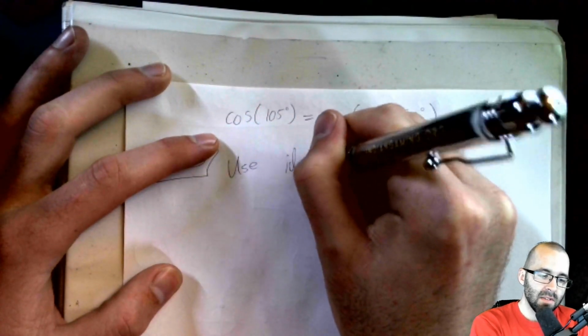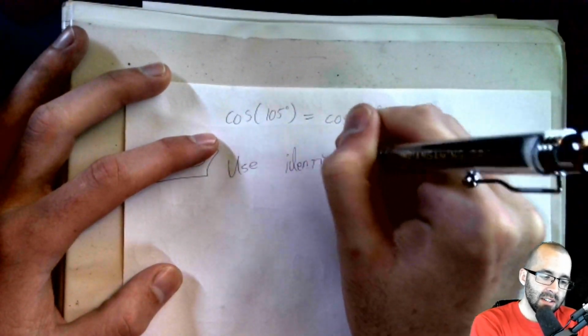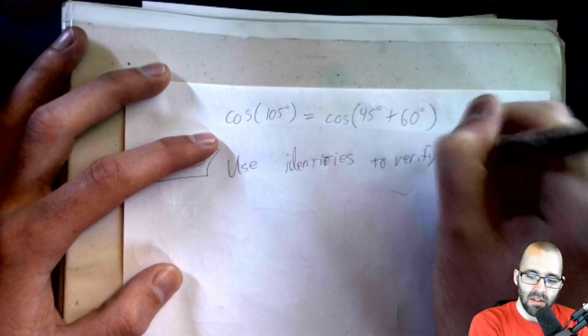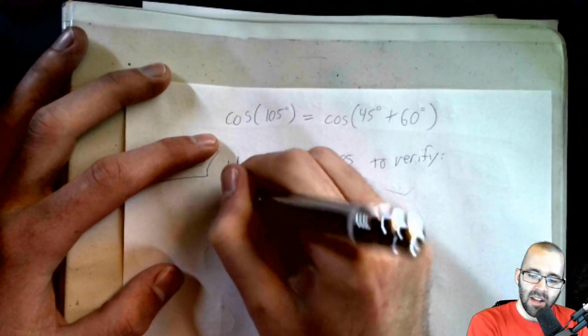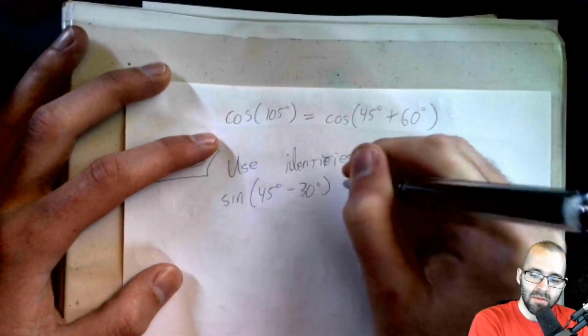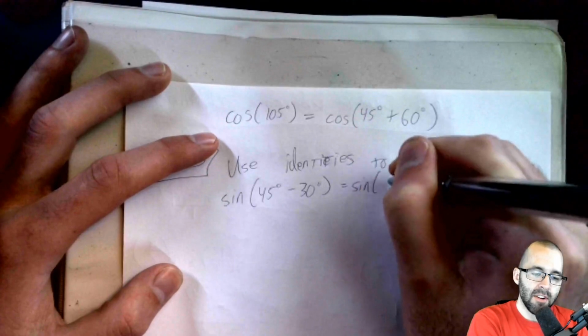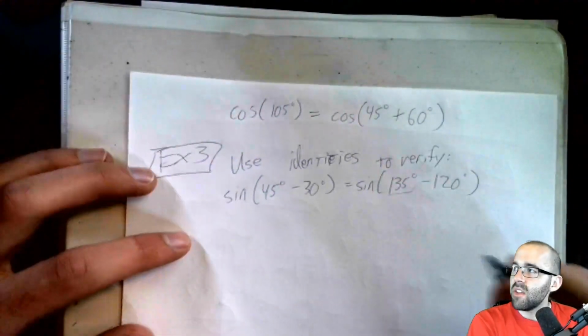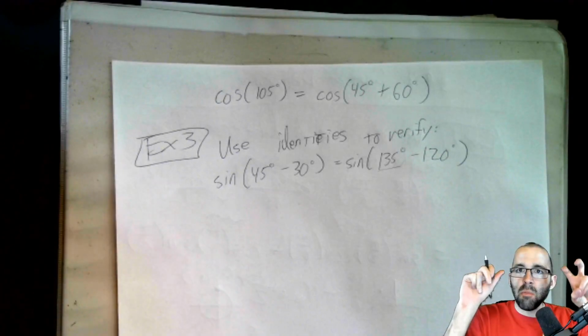All right, use identities to verify the following: the sine of 45 degrees minus 30 degrees equals the sine of 135 degrees minus 120 degrees. So this is, again, another dumb problem.